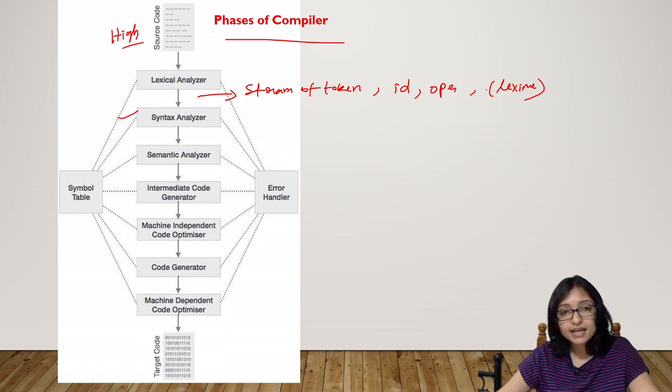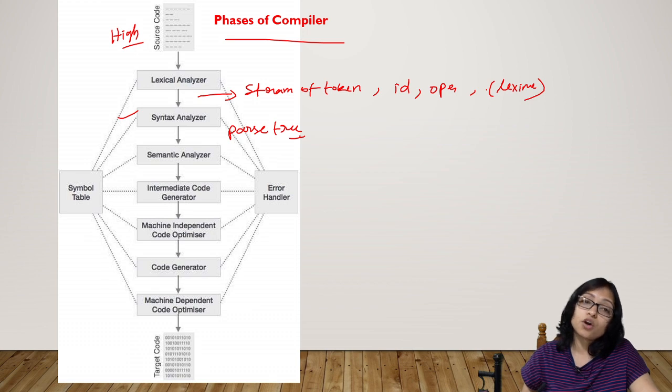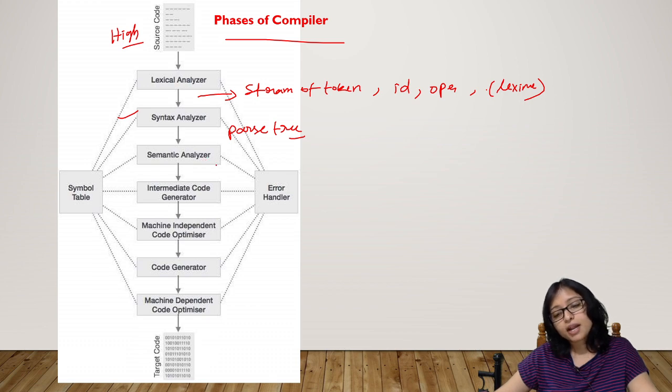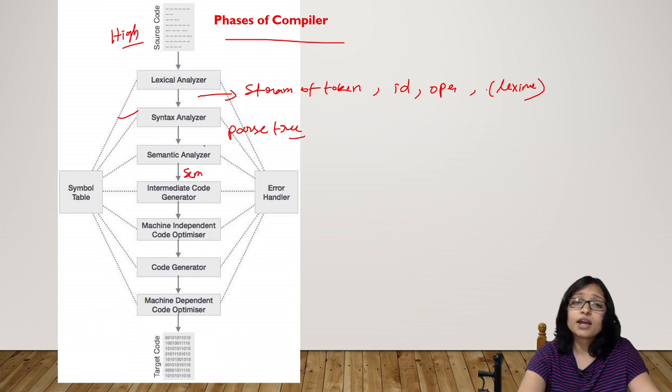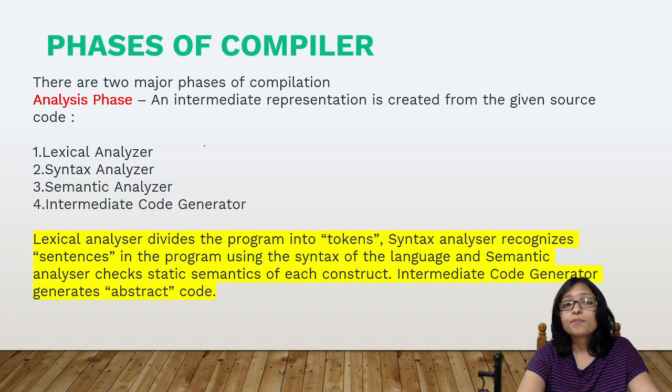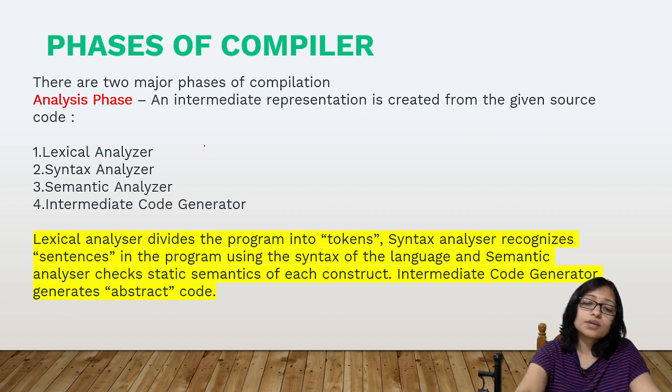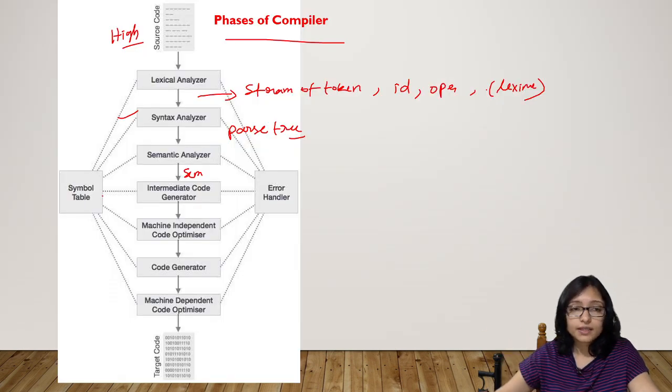The syntax analyzer works on the parse tree. It generates the parse tree, because it is working on syntax. Next is semantic analysis. After semantic analysis, the parse tree is semantically verified. What is semantically verified and what is syntactically verified? For that, before coming to this, I am telling one thing.